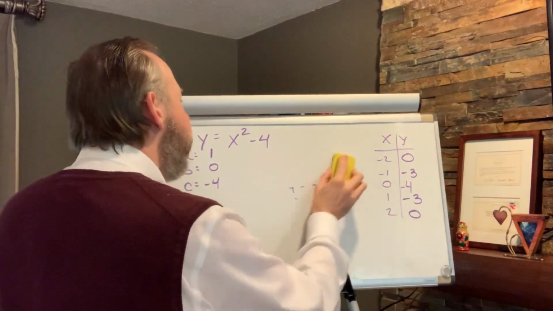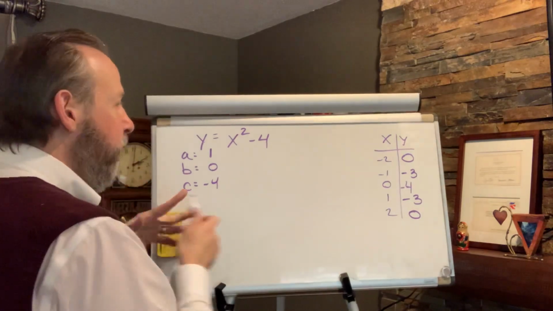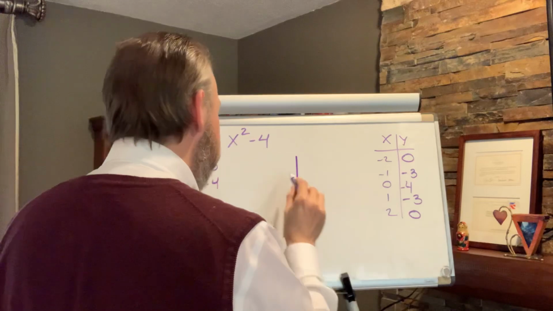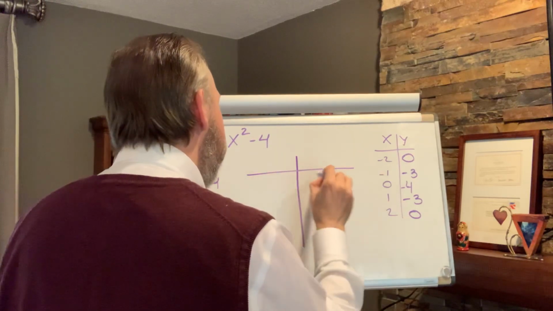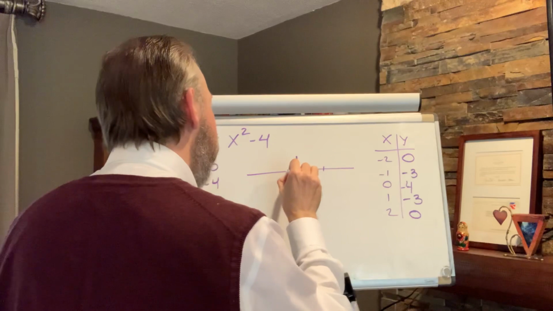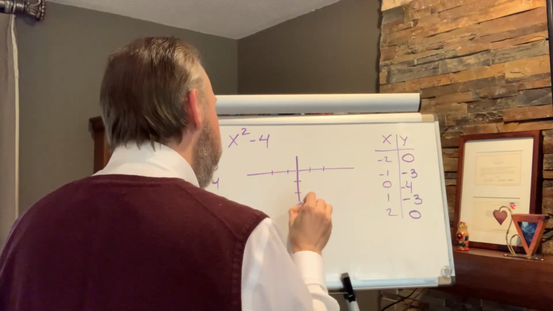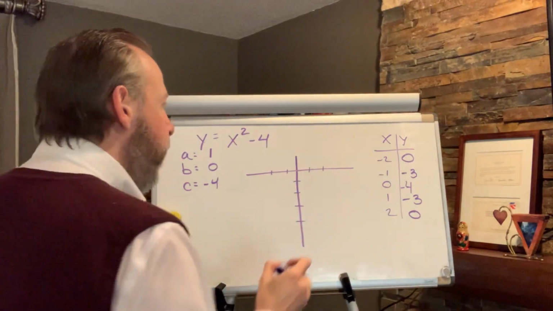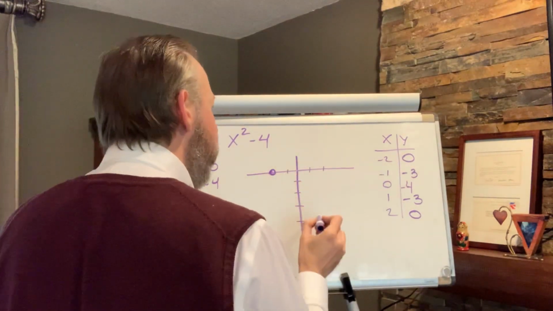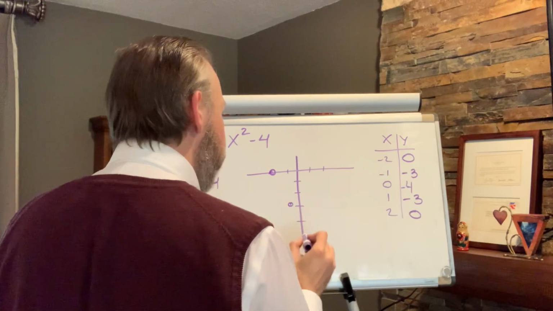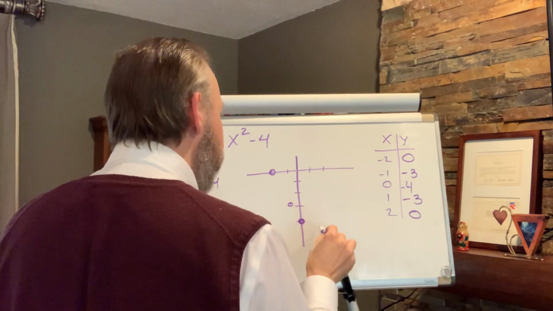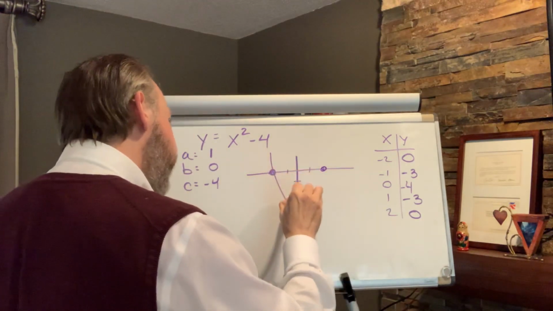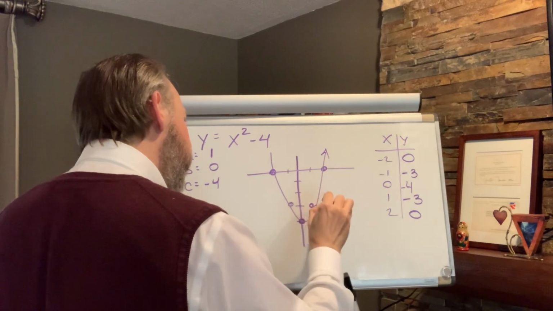So when I go to graph this, which is not too hard to do now, I need some negative y and positive and negative x. So I'll go 1, 2, 1, 2, 1, 2, 3, 4. I don't need any more than that based upon my numbers. And let's graph it. Negative 2, 0 is right there. Negative 1, negative 3 is right there. 0, negative 4. 1, negative 3. And 2, 0. And I get my parabola, and I am done. Okay?